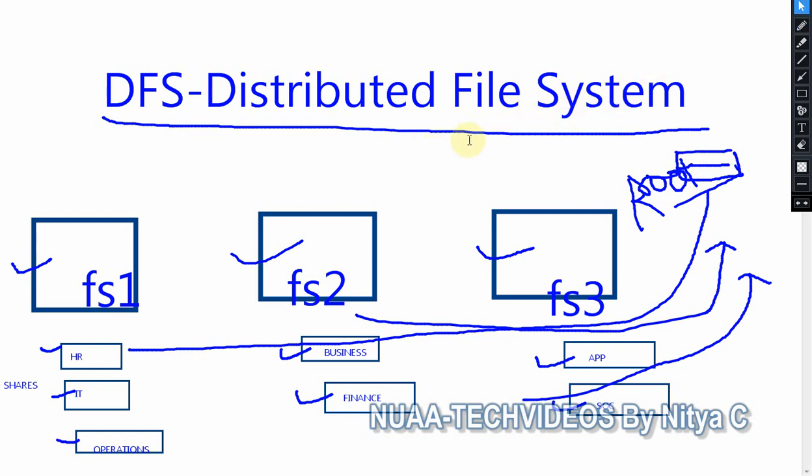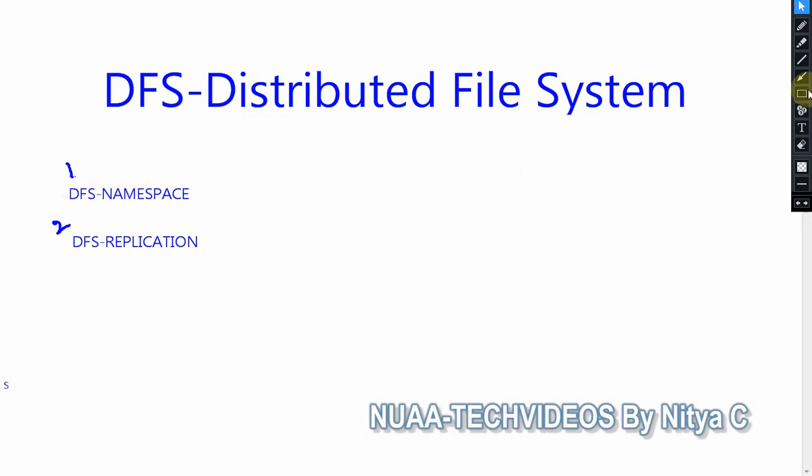DFS has two components. The first component is DFS namespace, and the second component is DFS replication. DFS namespace is the root folder with the root server, which will have multiple shares which are available on multiple servers or file servers.